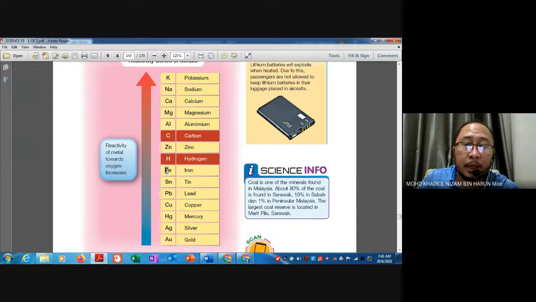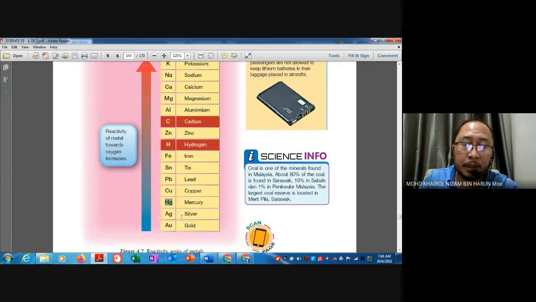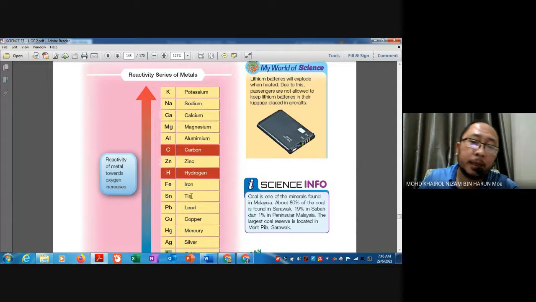Iron: the symbol is Fe, which is derived from ferrum. Same with mercury, the chemical symbol is Hg. Gold is Au, aurium, and so on. So I want you to remember the correct sequence of this reactivity series of metals.